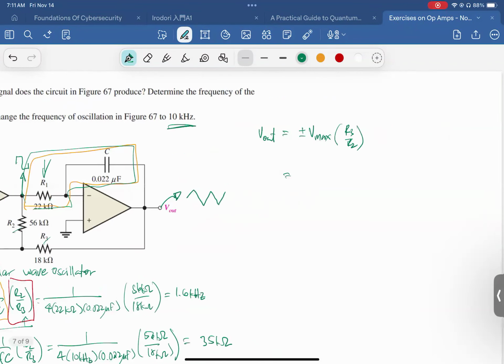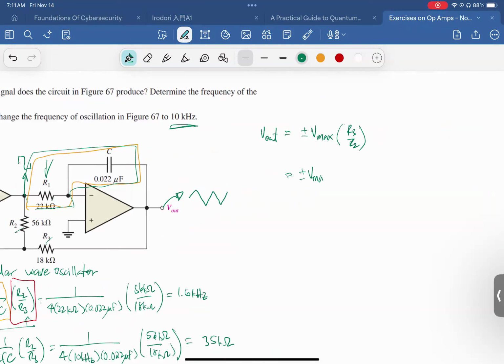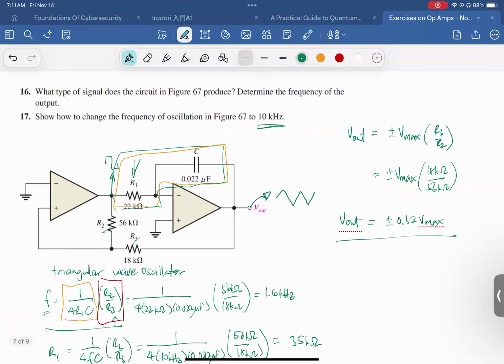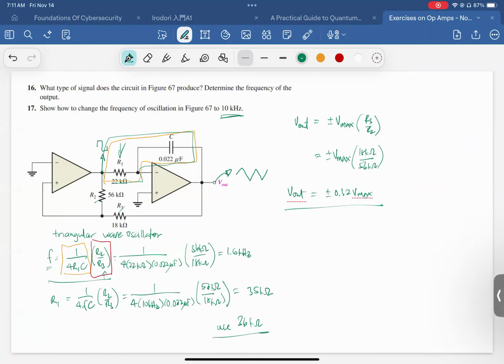So, plus or minus V max times R3, which is 18 kilo ohms, divided by 56 kilo ohms. So, this will be plus or minus 0.32 V max. Yan yung output na voltage. Okay. Questions?